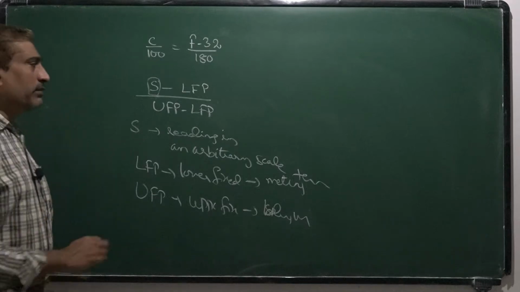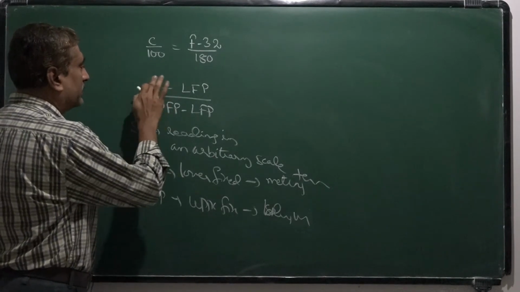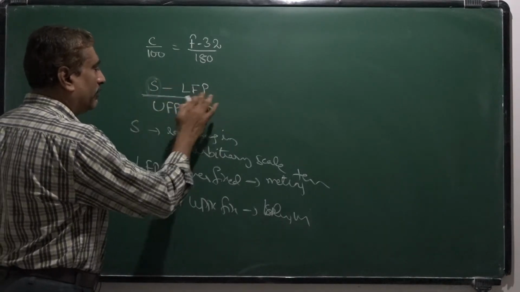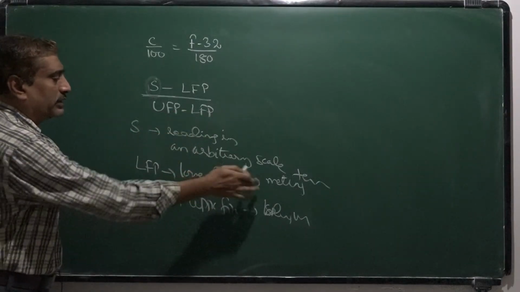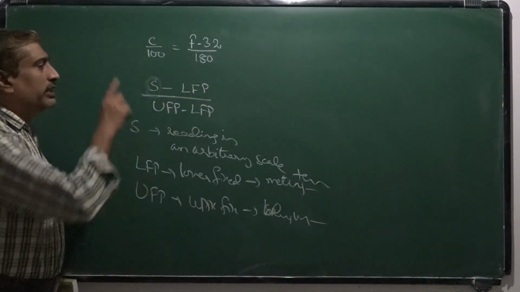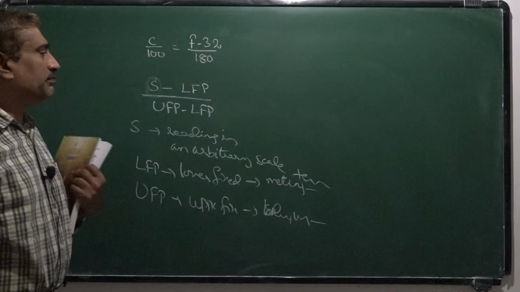So for any arbitrary scale we can measure the temperature using this relation, where S is the temperature in that particular scale, S minus LFP by UFP minus LFP, where LFP and UFP are the lower fixed point and upper fixed point, that is melting ice and boiling water. So with this we can measure the temperatures. Okay, you remember this one.